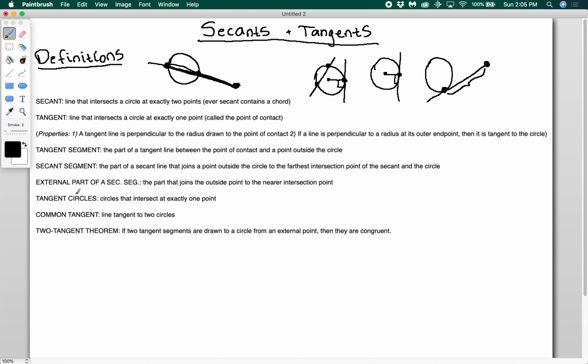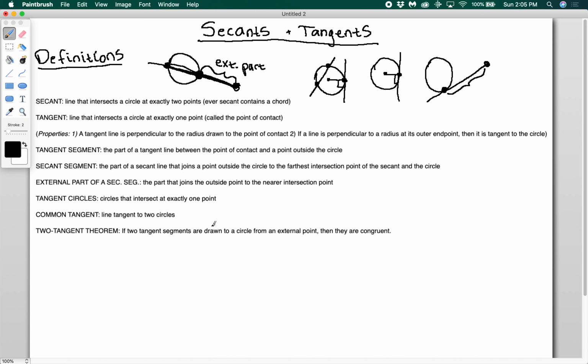The external part of a secant segment is just this bit here, the part that connects the point to the closest intersection point. So this is just the external part of the secant segment.